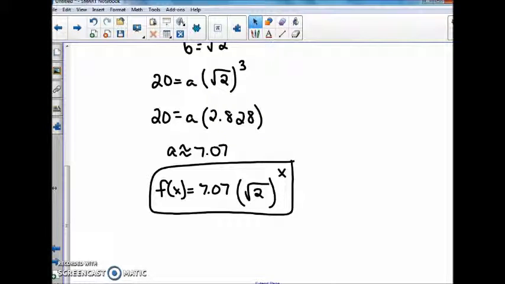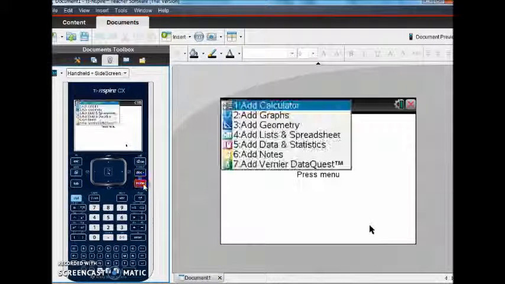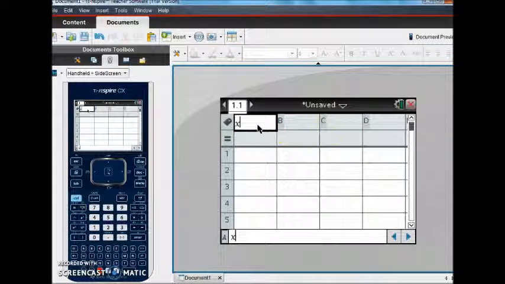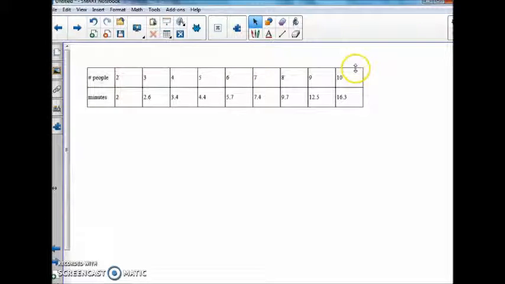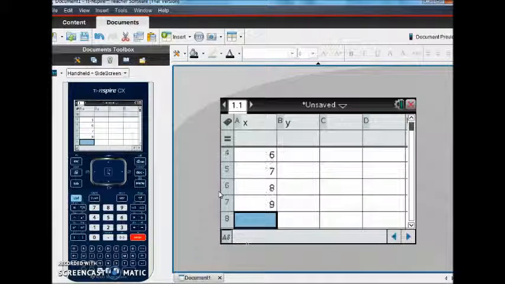Now, like I said, this is calculating it by hand. But let's say that I have a bigger model in which I have more points to work with. I can actually do this using the calculator. So I have these points that I'm going to plug into my graphing calculator. I'm going to go to Menu, then Add Lists and Spreadsheets. I always just like to stick with X and Y, you guys know that by now. So my X values are going to be the number of people, and my minutes are going to be my Y values. So going back here, X is 3, 4, 5, 6, 7, 8, 9, and 10.